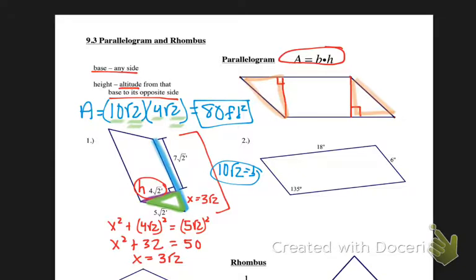Nice. Now, for number 2, the height is not drawn in for us, so we are going to have to draw it in. And remember to purposely draw it so that it is creating a right triangle. The other thing to remember about parallelograms is that your opposite angles are congruent, and your consecutive angles are supplementary. So that means this angle has to be 135 and these have to be 45.